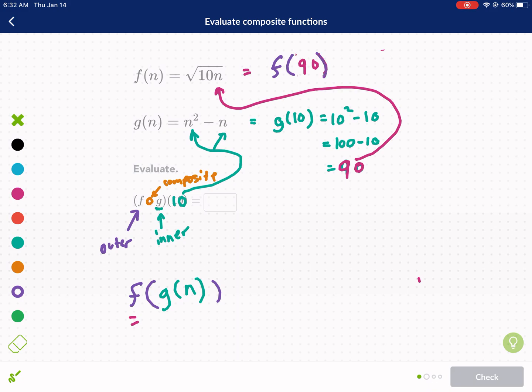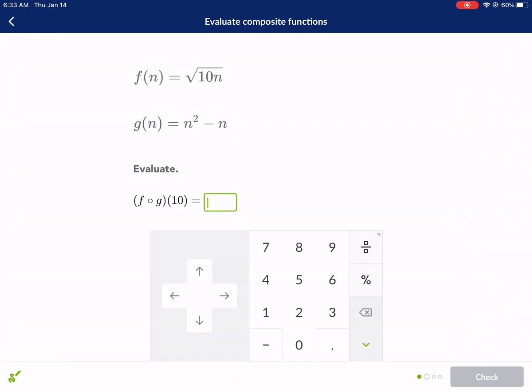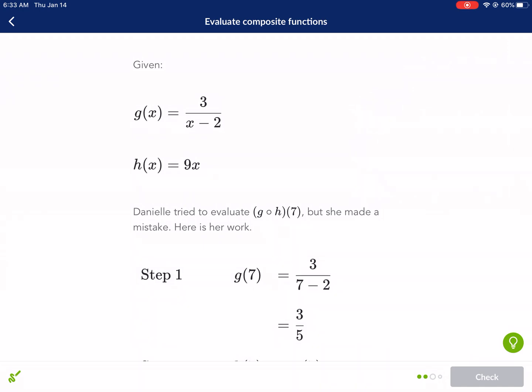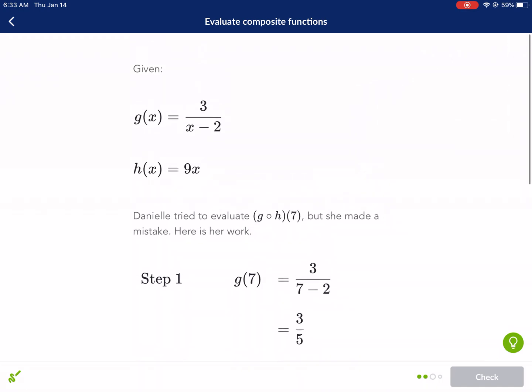F of 90 is equal to the square root of 10 times, and then that's where I plug in my result from the inner function. So I get the square root of 900. I think it's 30. 900 square root, yep. So we get 30. Technically it's plus or minus. I'm not sure if they're going to take the minus or not, but I'm just going to try 30. This is our final answer, 30. Okay, didn't take the minus. We're good.